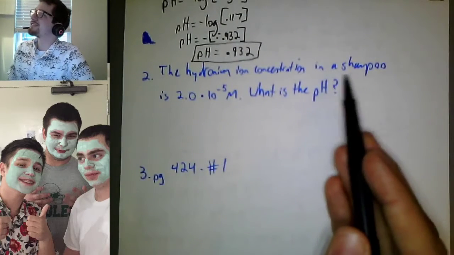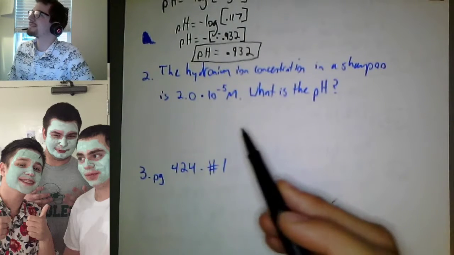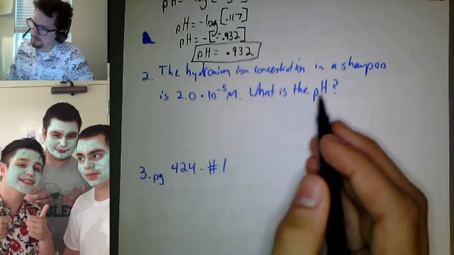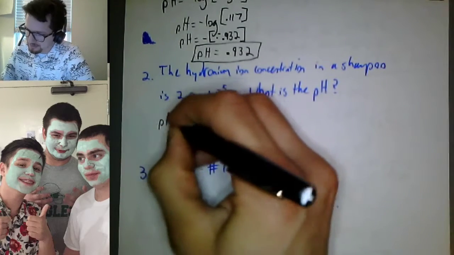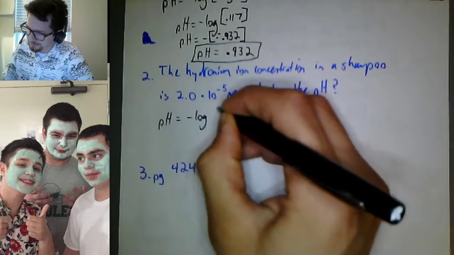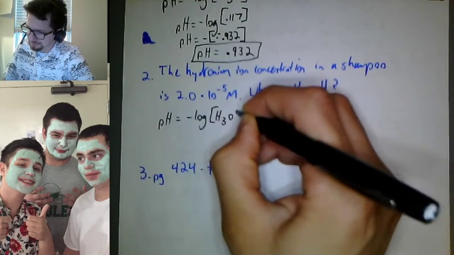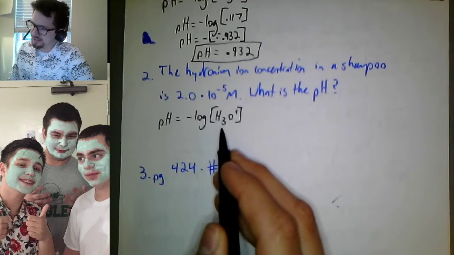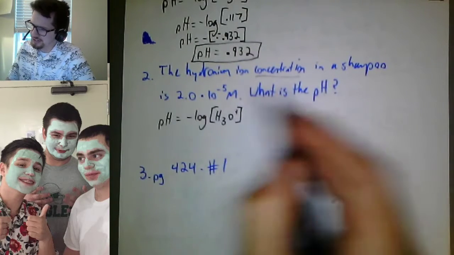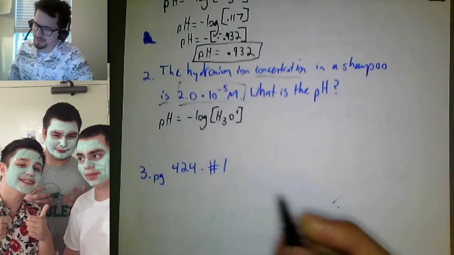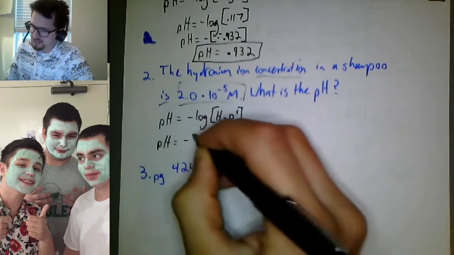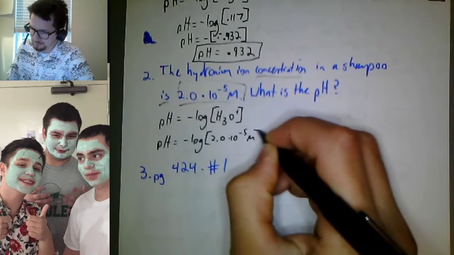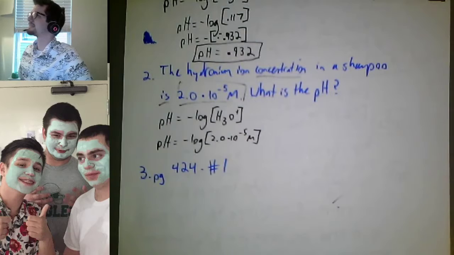The hydronium ion concentration in a shampoo is 2.0 times 10 to the negative fifth molar. What is the pH? So we're looking for the pH, so we use the same equation. pH equals negative log of the hydronium ion. So do I have my hydronium concentration? Hey, the concentration is this. Yes, I do. So I just plug that number in. pH equals negative log of that number. Fantastic.